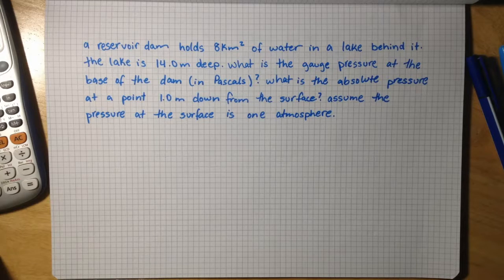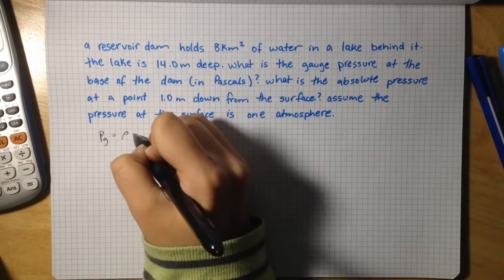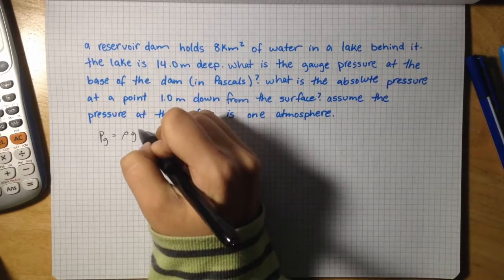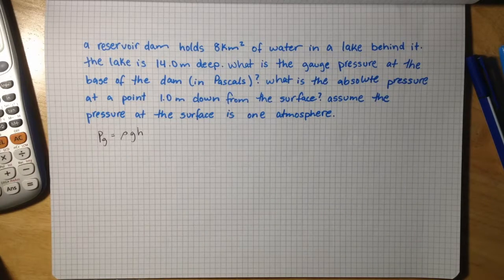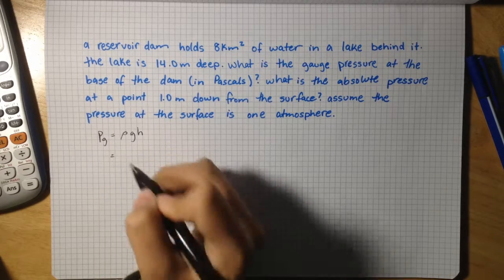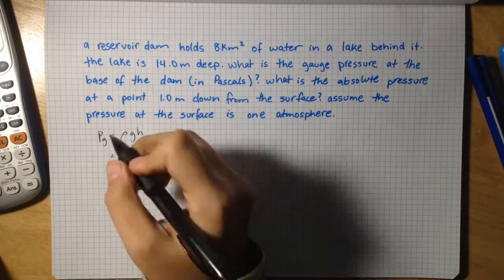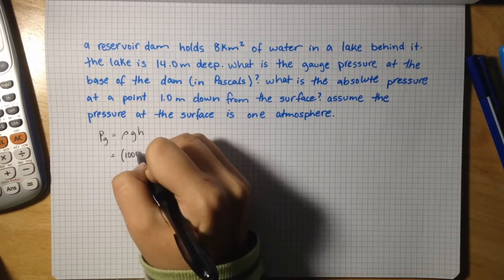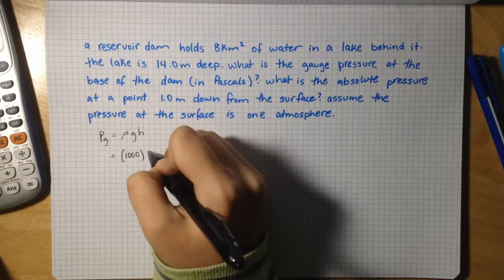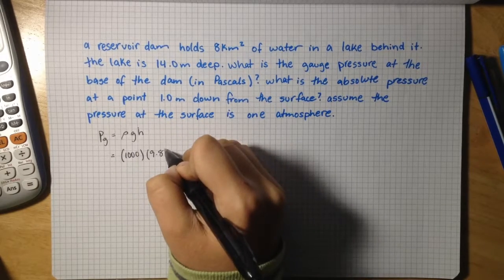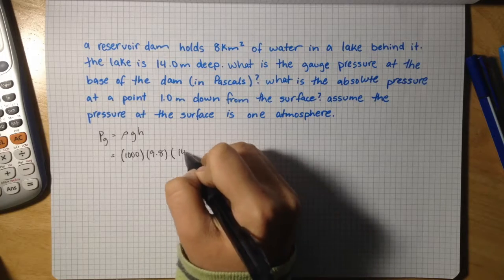So for the first part of the question, we know that the gauge pressure is equal to the density of water times gravity times the depth of the lake. Substituting values in from the question, we know that the density of water is 1,000 kilograms per meter cubed. Gravity is equal to 9.8 meters per second squared, and the depth of the lake is 14 meters.